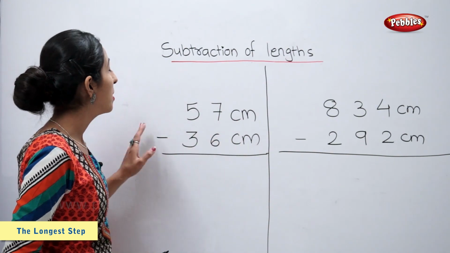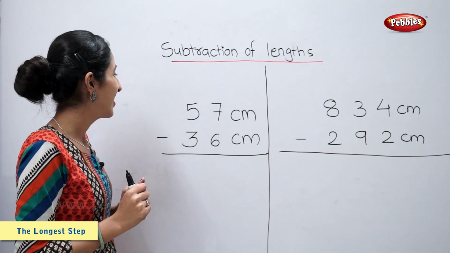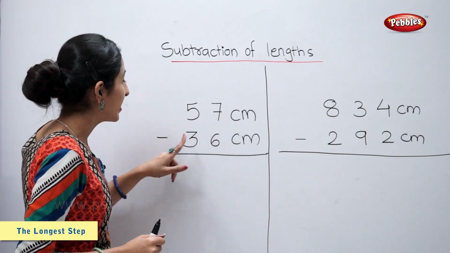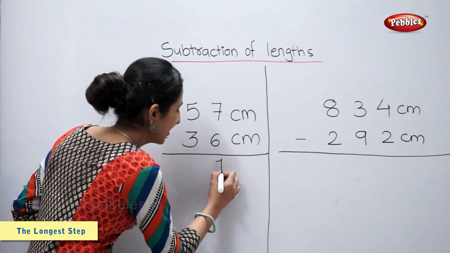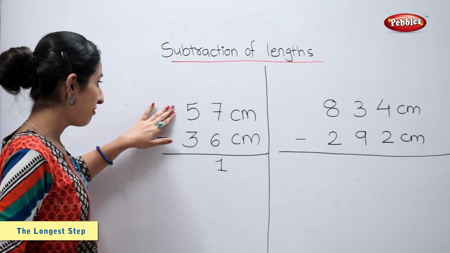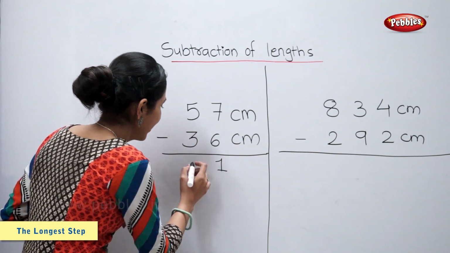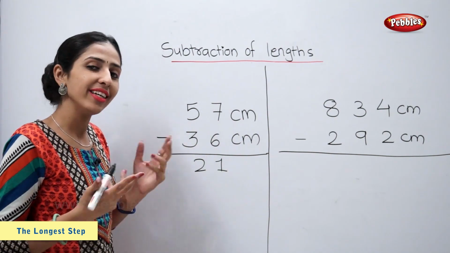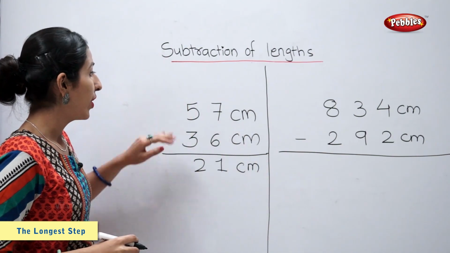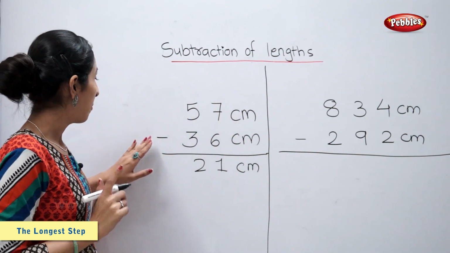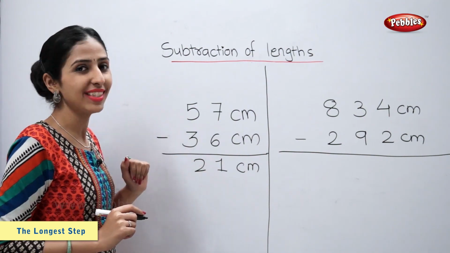Let's look at these examples. 57 centimeters minus 36 centimeters. Let's count. 7 minus 6 is equal to 1. 5 minus 3 is equal to 2. Let's write the unit. So, 57 centimeters minus 36 centimeters is equal to 21 centimeters.